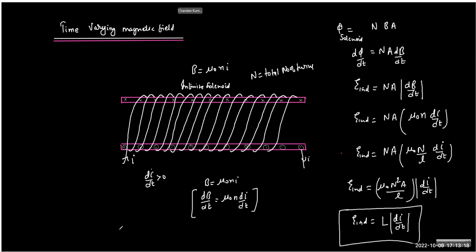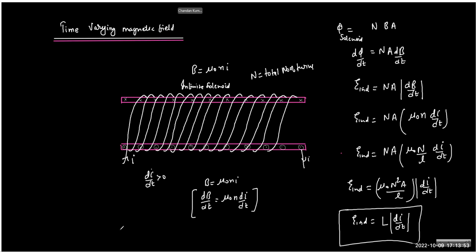And now you can see here, we are creating the EMF of this solenoid using the time variation of current. As the current varies with time, the B will change with time. As B changes with time, the flux which is interlinked will also change with time, and that in turn will create the induced EMF. So the solenoid is going to oppose this behavior.